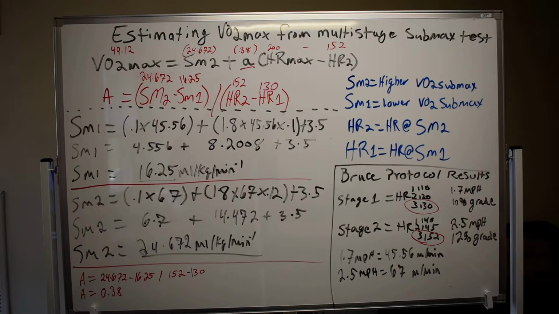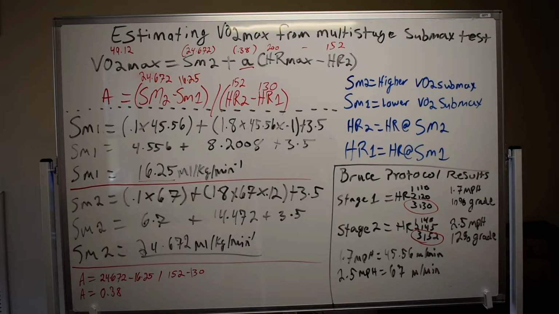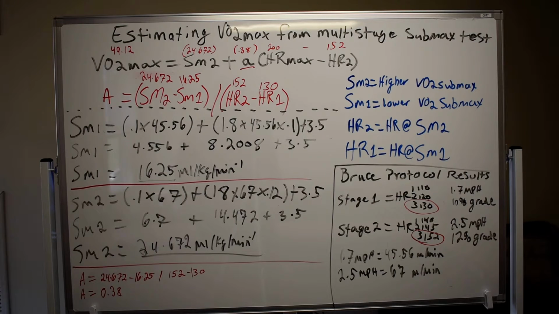Estimate VO2 max from a multi-stage sub-maximal test that does not have some kind of chart or graph to go along with it. For this example, we are using the Bruce protocol treadmill test. I have all the math written out already on the board, and my goal is to go over it step by step so that it is understandable and we can properly calculate this.